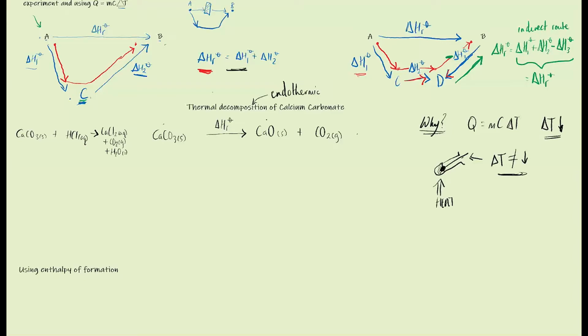Whereas if I do it with calcium oxide, and I'm going to just write that underneath here in a different color just so it stands out, calcium oxide with HCl, aqueous, that will give me calcium chloride plus H2O liquid.